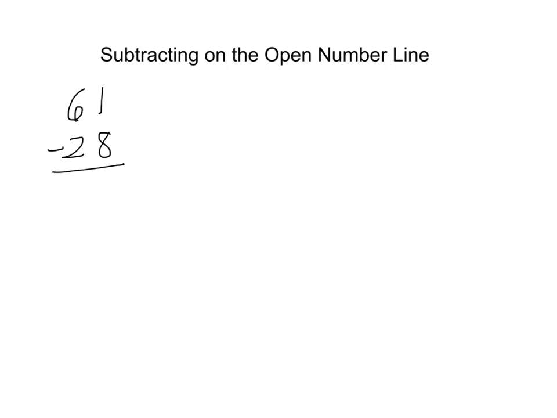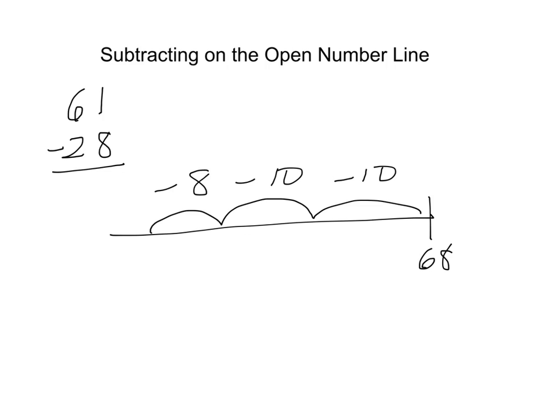Now there are several different ways one can model this using an open number line. We could start on the 61 and jump 28 back. This works, and it makes sense to us in some ways because we think of subtraction as taking away. But actually, this is not the model for using the open number line for subtraction that is very helpful to students, especially those who struggle.